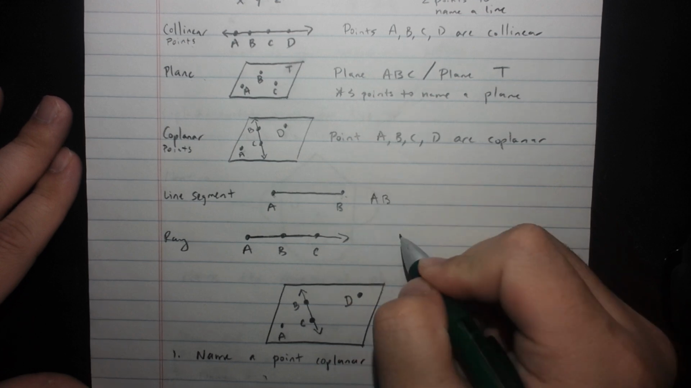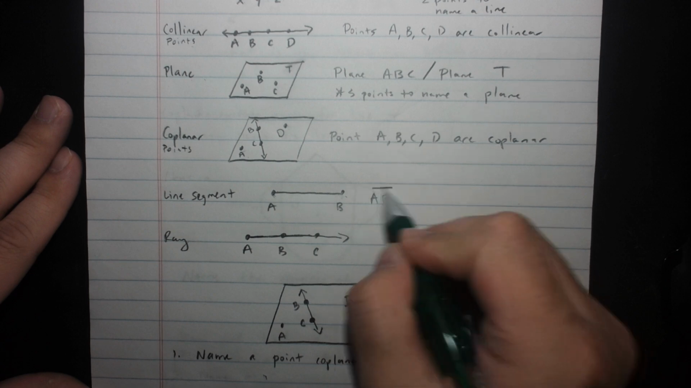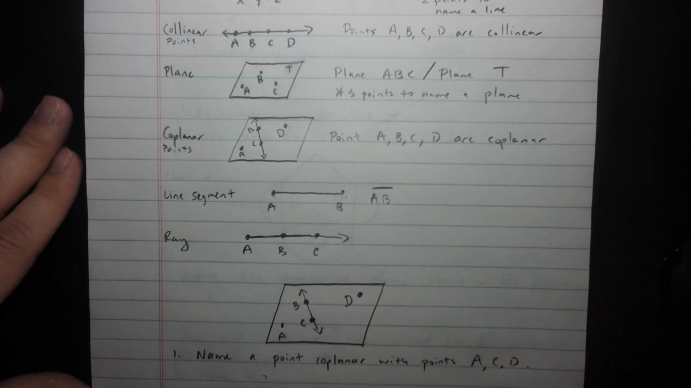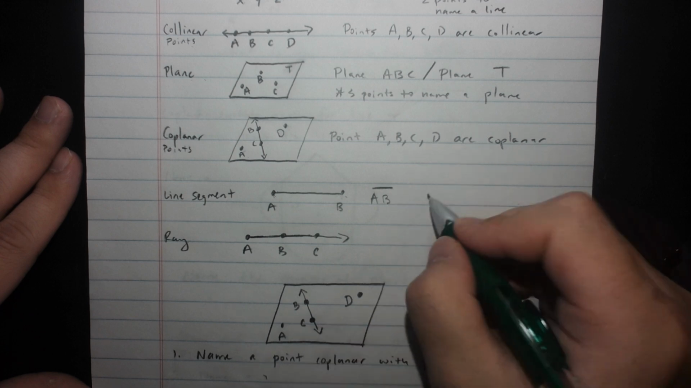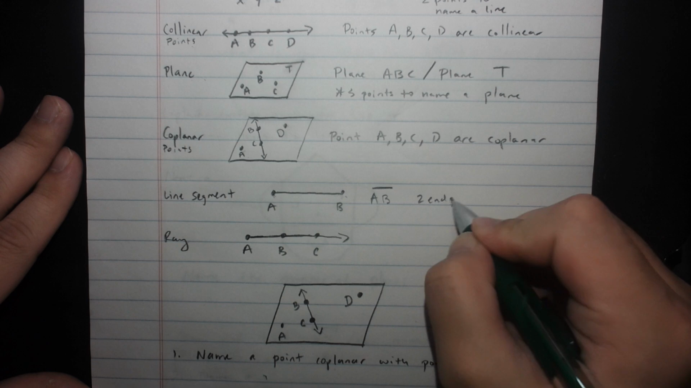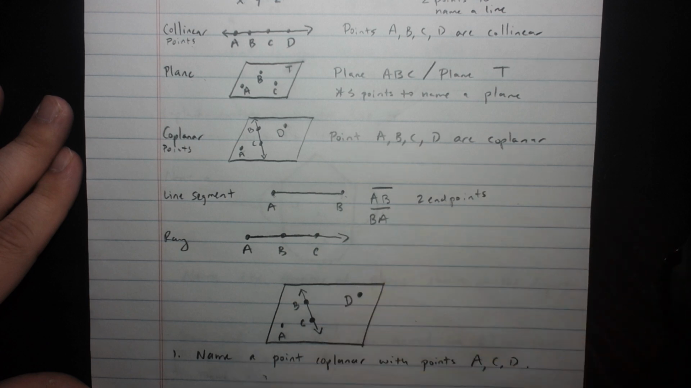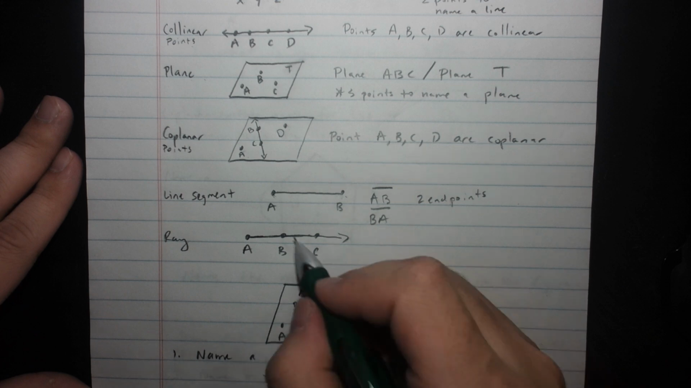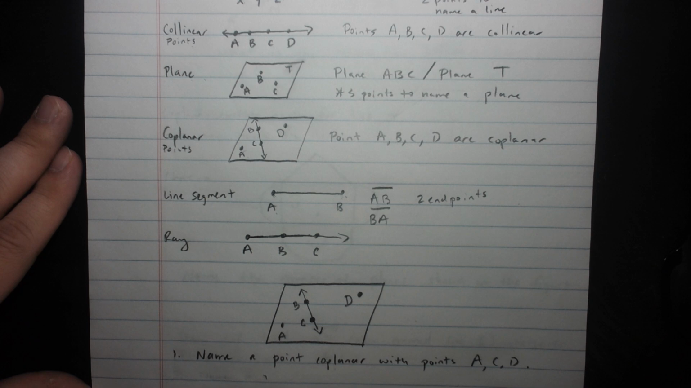And then what do I do here to call it a line segment? Well, I need a bar above those two points. So this is called line segment AB. Okay, so I need two endpoints. And I can call this, if I wanted to, line segment BA. So BA with a bar above those two points.